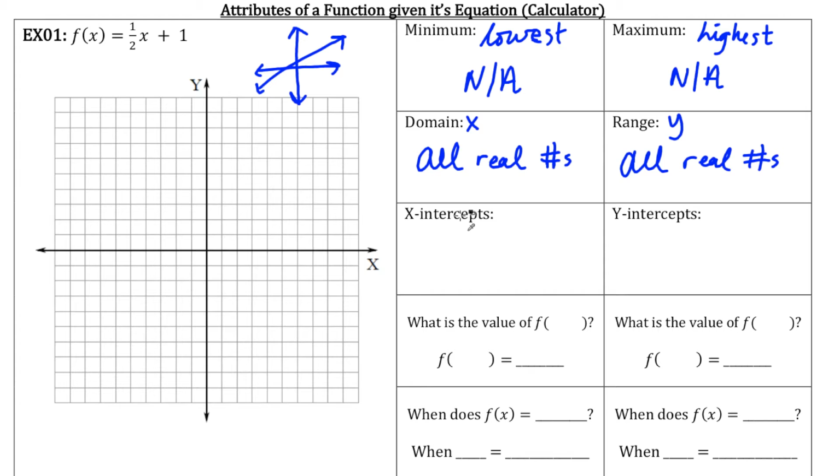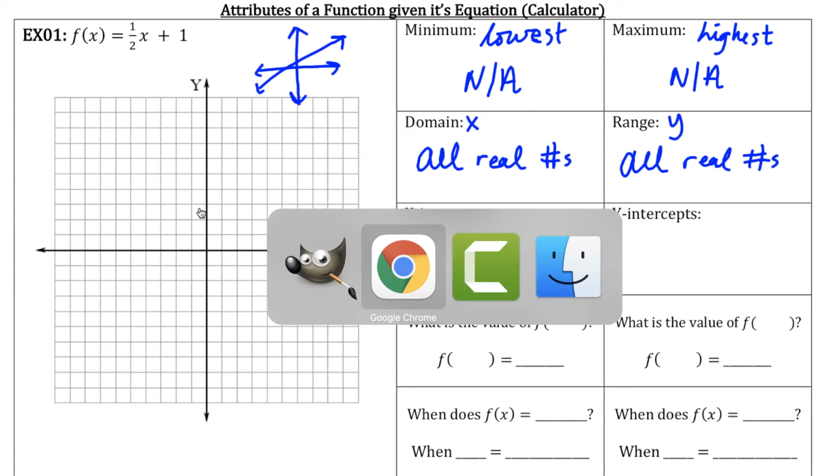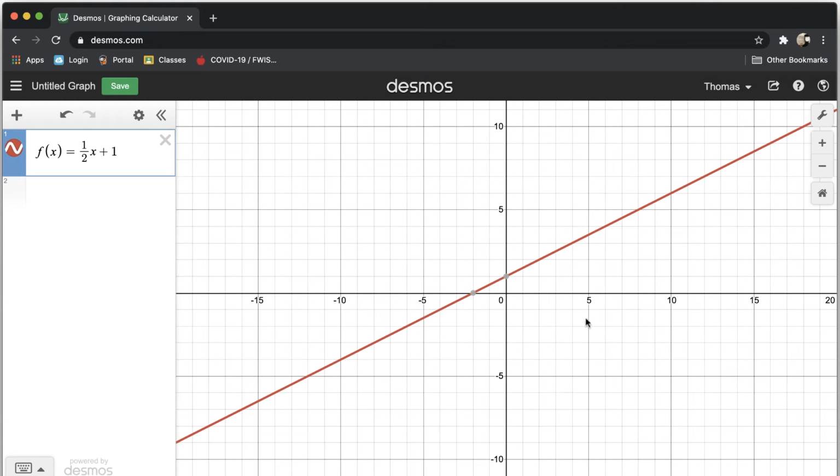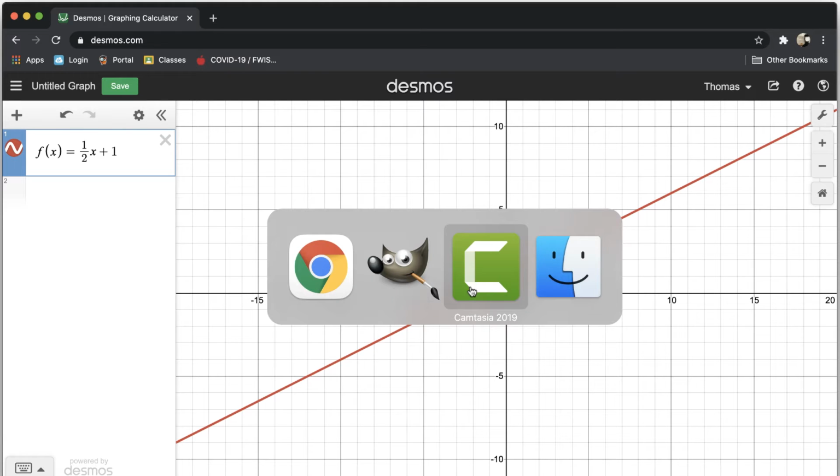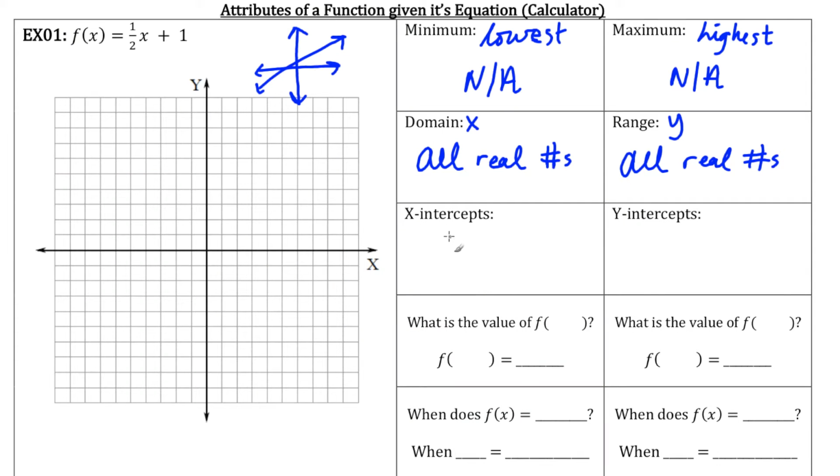X-intercept. So this one I will probably have to go back. Remember, the x-intercept is where it crosses the x-axis. So let's check out where it crosses the x-axis. This is our x-axis. It crosses right here. So -2, 0. That works because remember that the x can be anything for an x-intercept, but the y has to be 0. So basically, you're looking at the x when y is 0.